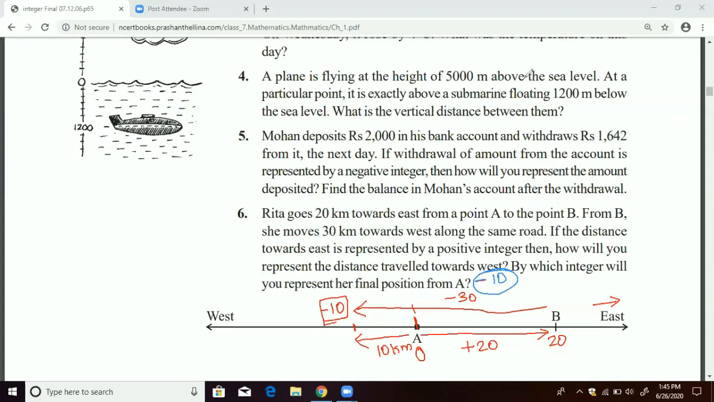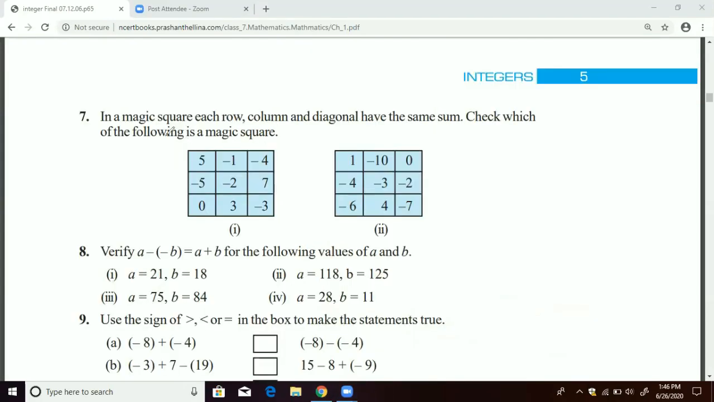Now we can move to the next question. In a magic square, each row, column and diagonal has the same sum. That is a property of a magic square. Check which of the following is a magic square. It should have the same sum by row, column and diagonal. In three ways we will get the same sum.